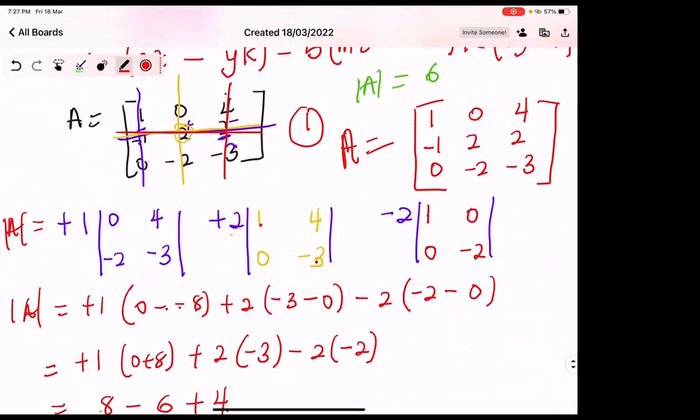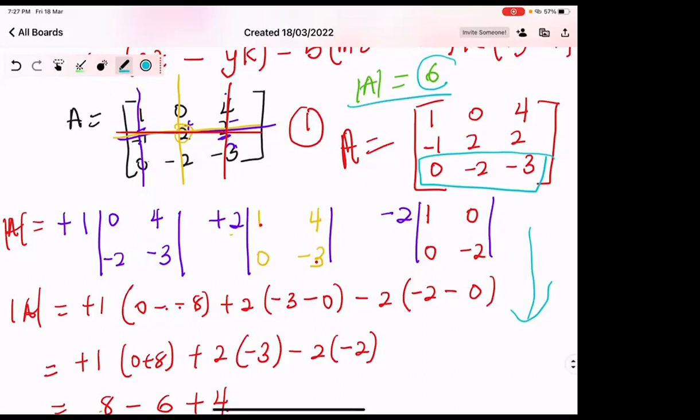We have used the first row, we have used the second row. Use the third row as your preferred row or column. All right, so use the third row, go through the same approach, and see if you can get the same answer, determinant equal to 6.